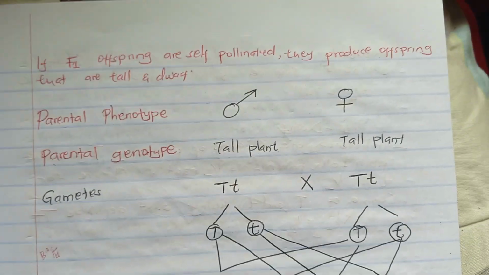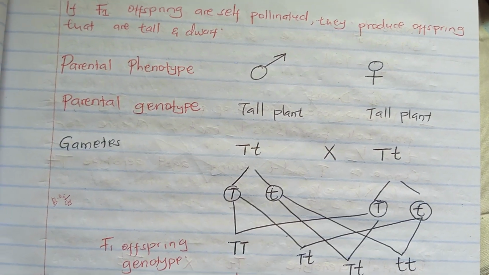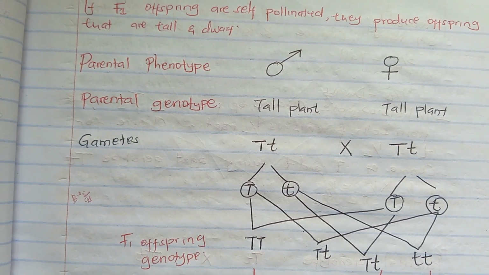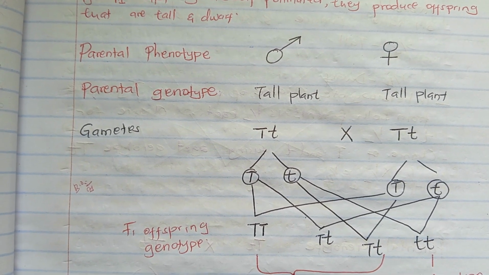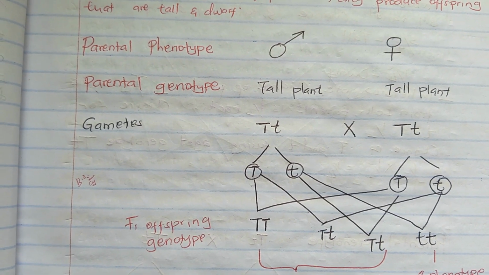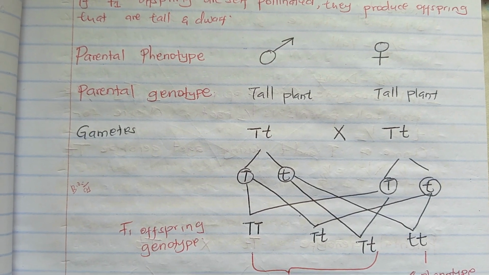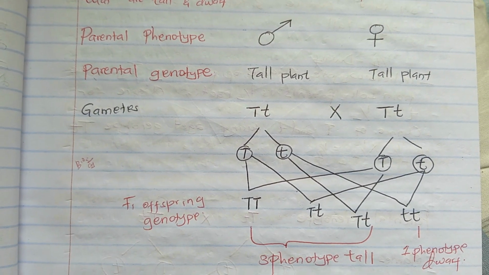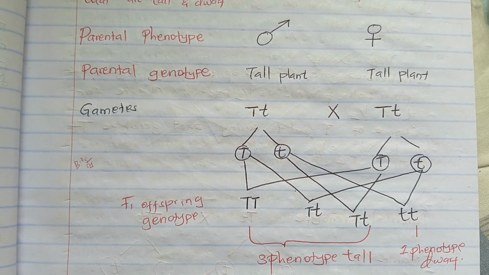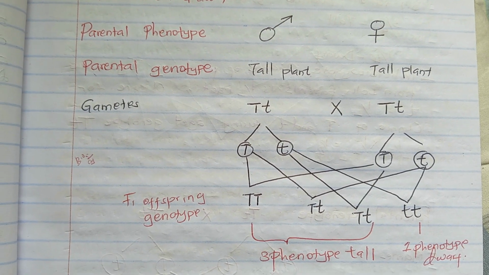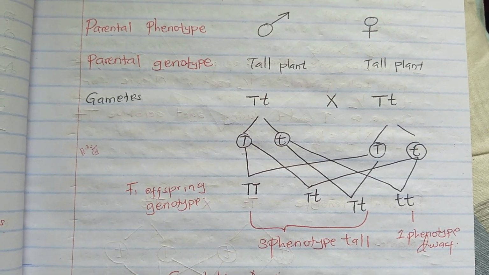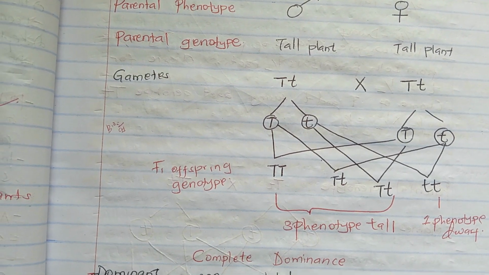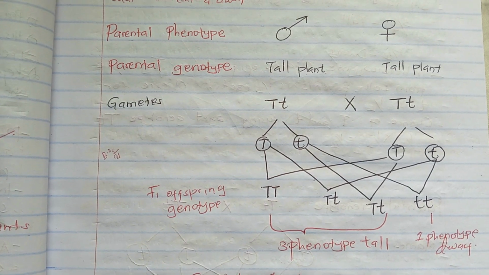If the offspring were self-pollinated, they produce offspring that are tall and dwarf. That is, if he took those offspring that had a mixture of tallness and dwarfness and crossed them, as you can see, three of them were tall, but one of them was dwarf. So a plant can be tall, but possess the gene for dwarfness. That is what that experiment is all about.